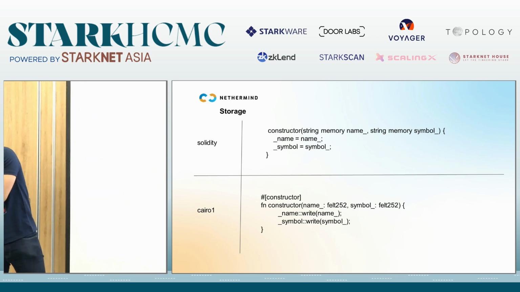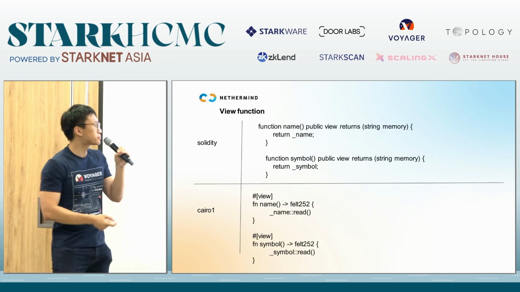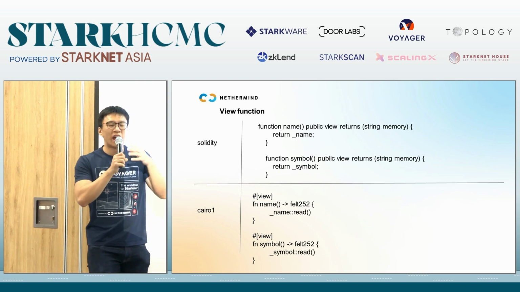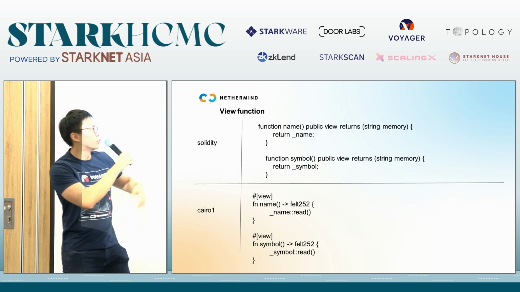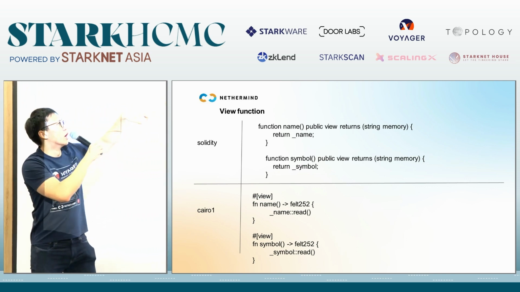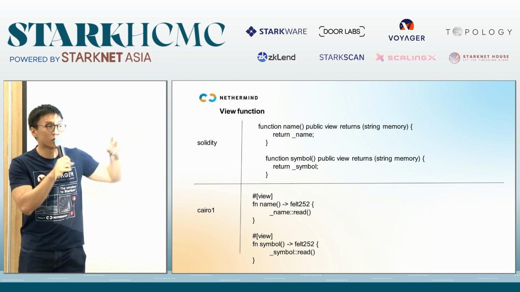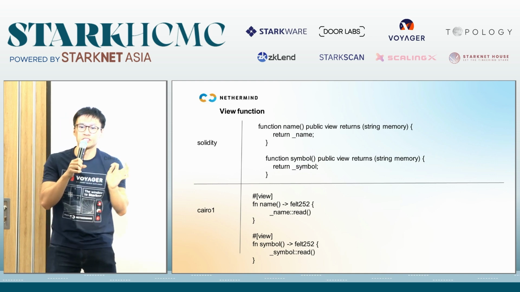So we have covered constructors, events, and how we view from the state. In the world of Solidity, to have functions that don't change the state, that means you're just trying to read from the blockchain, you will include this view keyword. So again, underscore name is a storage that you store on the blockchain, and by calling this view function, you know that you're just reading from the state. You're not changing the state.